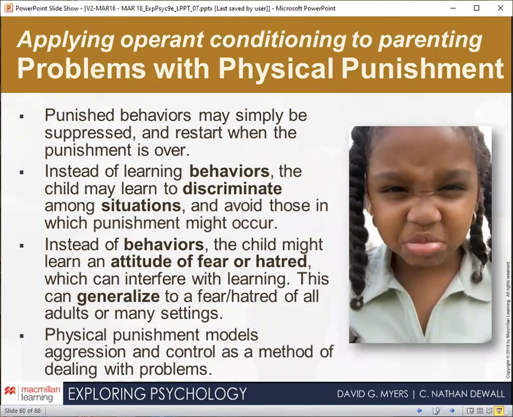And of course, physical punishment models aggression and control as a method of dealing with problems. So as you punish, you are also teaching punishment to the person or individual that's getting punished.